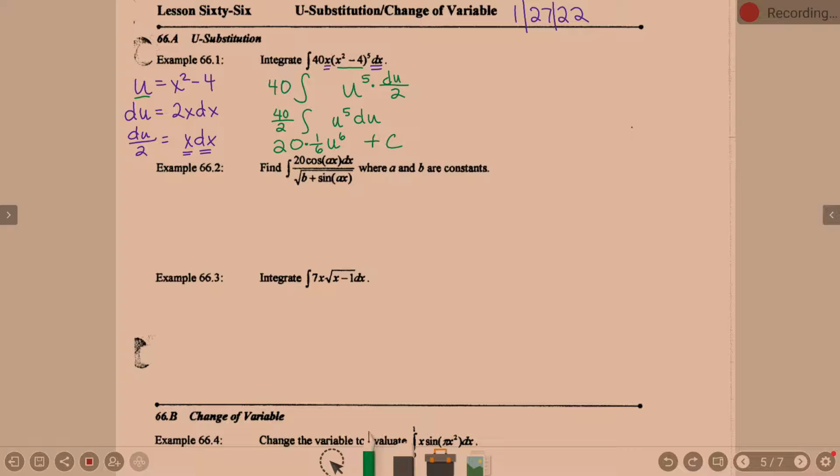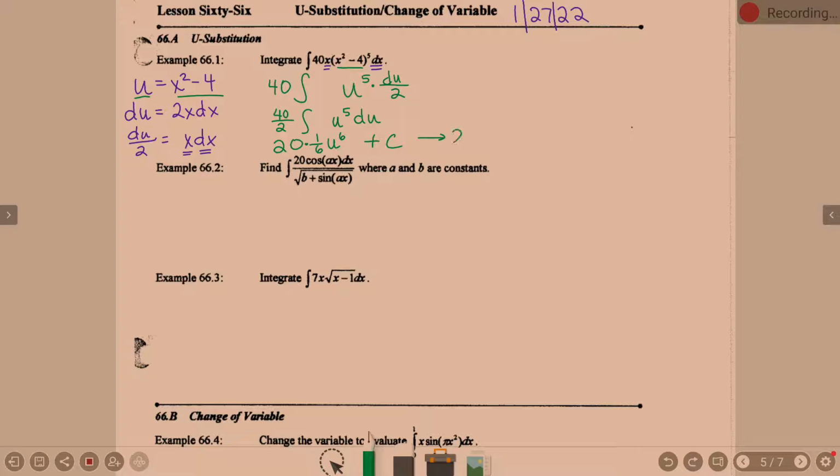Now, I say we're not done for 2 reasons. One, 20 times 1/6 can clean up. But here's the other thing. We were integrating in terms of x. Our answer needs to also be in terms of x. So this is where we're going to go back and we're going to substitute. u was x squared minus 4. So now we're going to replace that.